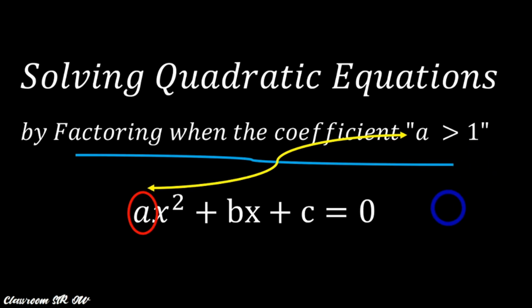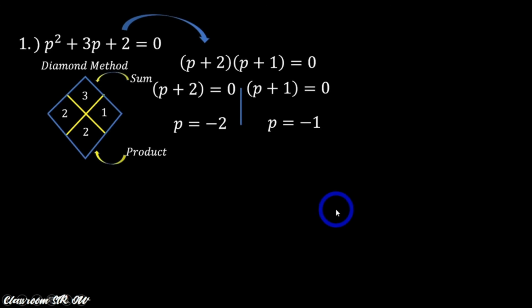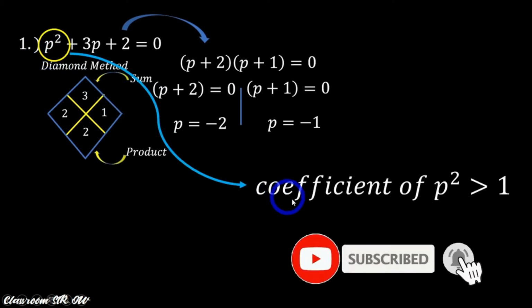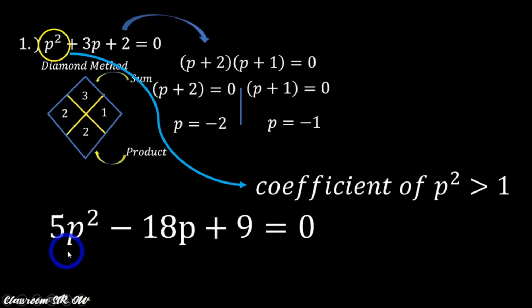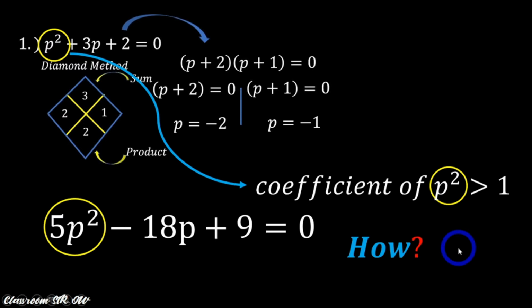To start, let us first recall our knowledge in our previous session. If you notice, in our previous session, we used the diamond method immediately because the coefficient of our p squared is 1. So the problem is, what if the coefficient of p squared is greater than 1? For example, 5p squared minus 18p plus 9 is equal to 0. Now if you notice, the coefficient of p squared is 5, and that is greater than 1. So how are we going to solve this?